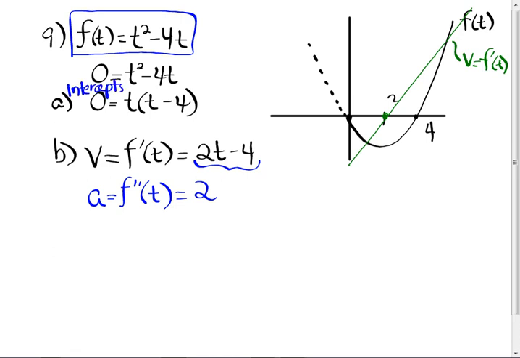Yeah. What could you do? Could you just plot points? Could you find f of 0, f of 1, f of 2, f of 3? Sure you could. I just did quick graphing because it was easy.